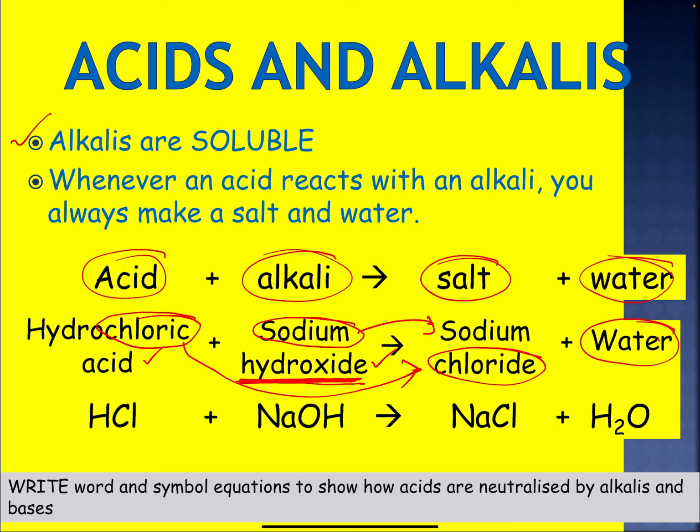And for the higher tier, you will need to do the symbol equation. So the symbol for hydrochloric acid is HCl. Sodium hydroxide, NaOH. And the salt, NaCl, and then water. Okay. So let's move on.